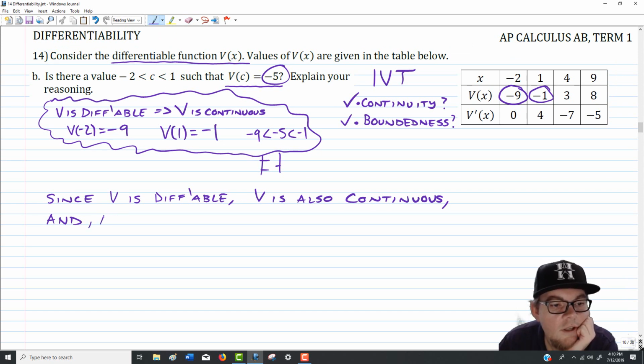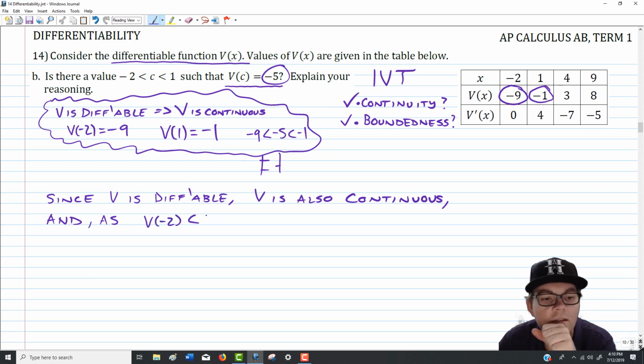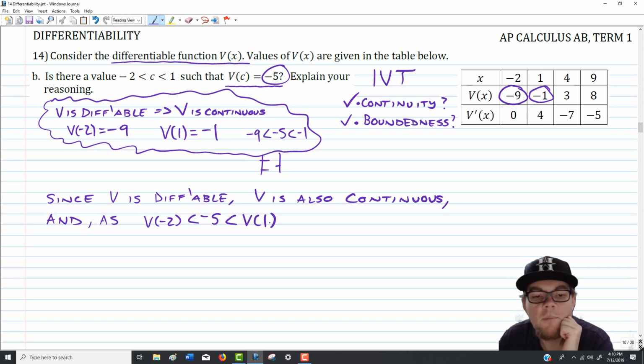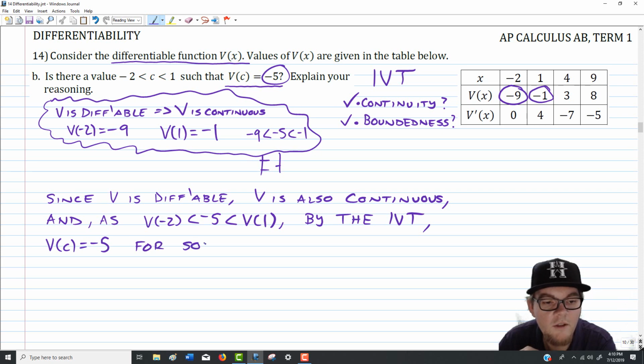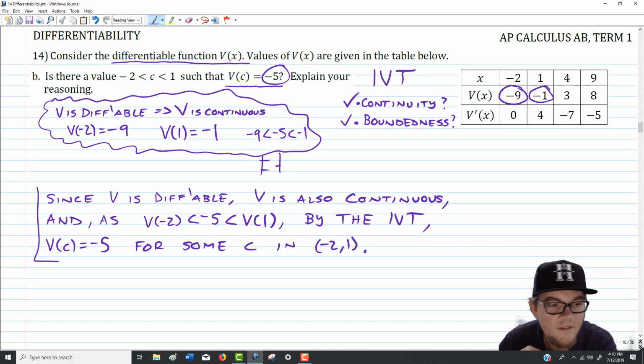And as v of negative 2 is less than negative 5 is less than v of 1, in other words, we state our boundedness. We also state the continuity part. We can then invoke the intermediate value theorem. So by the IVT, v of c equals negative 5 for some value c in the interval from negative 2 to 1. And this is the answer.